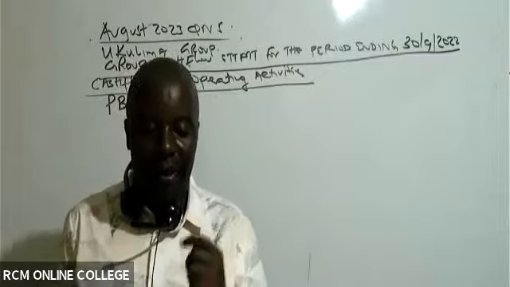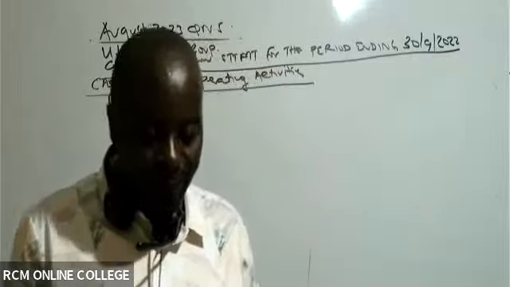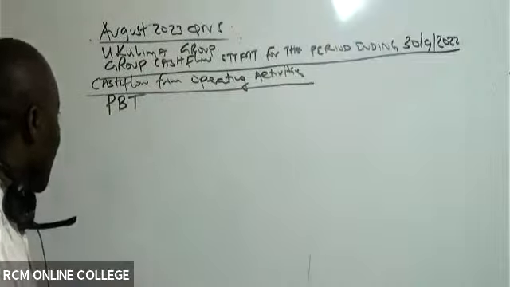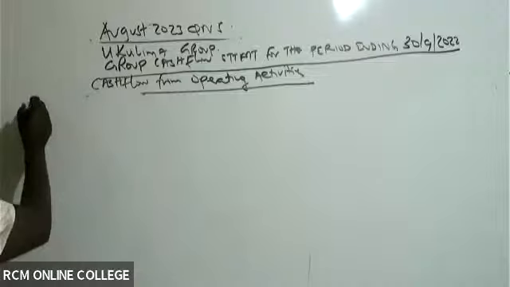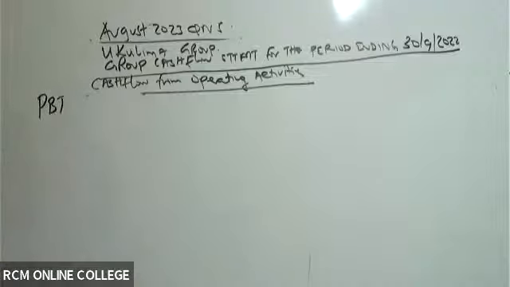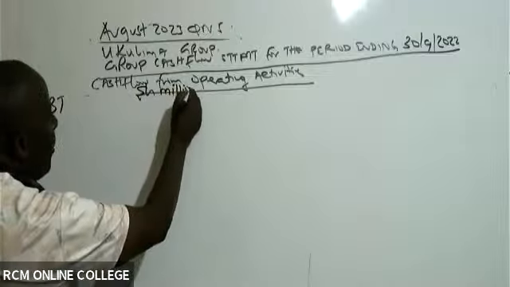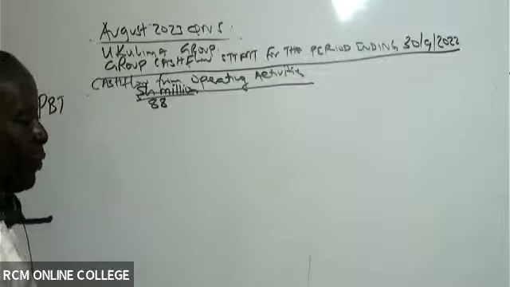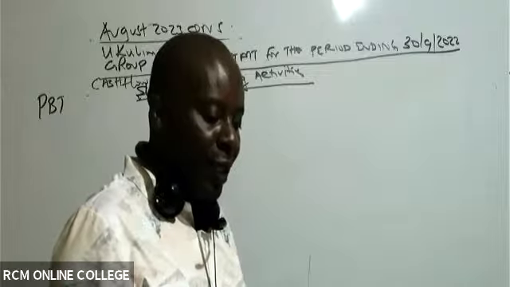So in this income statement, is there somebody who is able to tell me what is the profit before tax? Give me the profit before taxation. 88. Our figures are in millions, remember. So in this case, profit before tax, we have 88. That's very, very important.